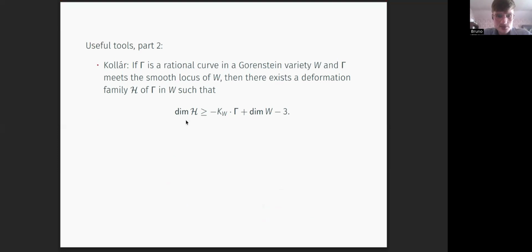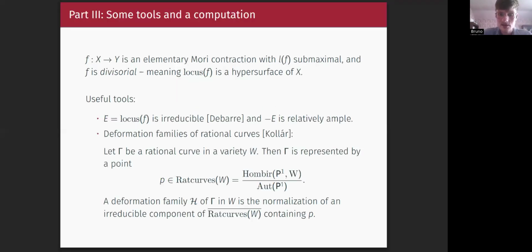Well, what do I know thanks to this? If I have a rational curve in a variety which is Gorenstein, so Gorenstein means that the canonical is Cartier, right? It means that the canonical line bundle is well defined everywhere, right? And this curve meets the smooth locus of W, then I can find the deformation family of this curve in this variety such that this. So the dimension of H is larger than this. And the -3 here is a reminiscent fact that I quotiented by the automorphisms of P1, and this group is PGL2, which has dimension 3. Okay.